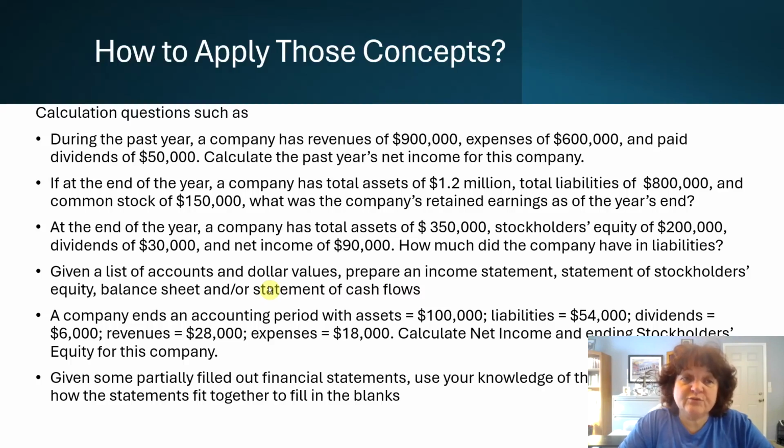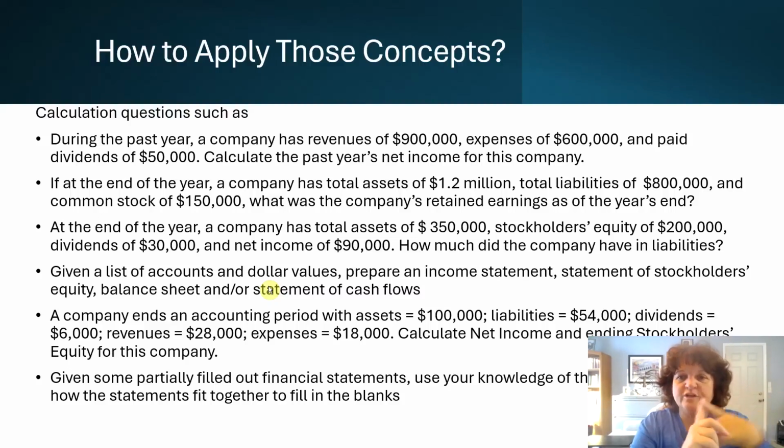Another question we could ask would be, if at the end of the year a company has total assets of 1.2 million, total liabilities of 800,000, and common stock of 150,000, what was the company's retained earnings as of the year's end? Well, for that we would need to apply the accounting equation for the balance sheet, right? And we have that equation that says assets equals liabilities plus equity. And then we also have to know that equity is made up of common stock and retained earnings.